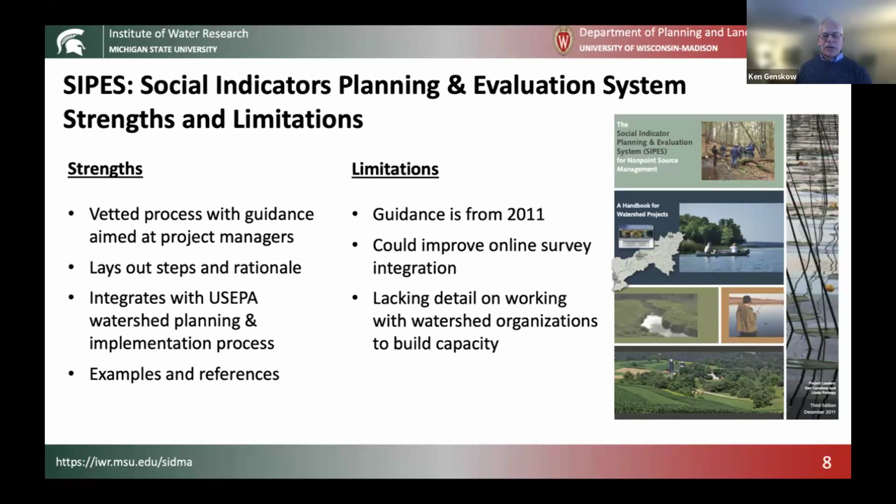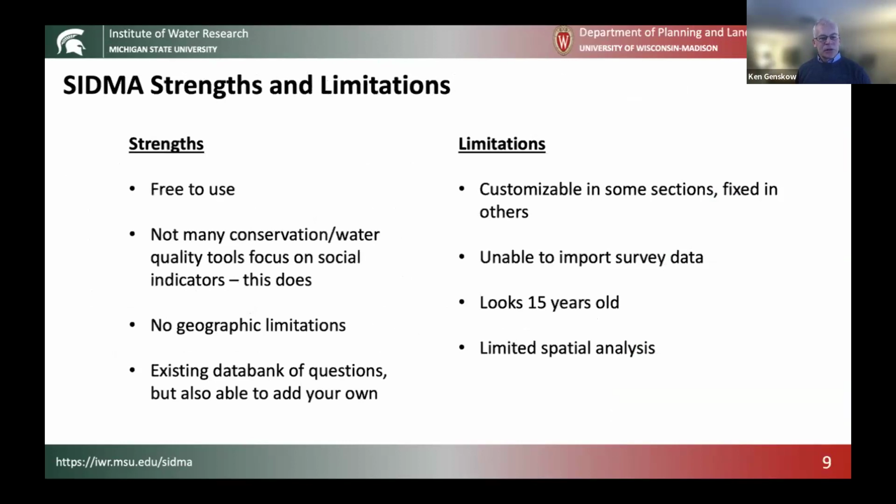It also includes a number of helpful references and examples that new users can draw from as they start their own experience. The limitations, as mentioned earlier, are that the guidance is aging a little bit now, so it has that look and feel to it. We could improve on some of the online survey integration that was emerging at the time, but not quite as available and useful as it is now. And then it's lacking some of the detail that we'd hope to flesh out about actually working with watershed organizations to apply the information.